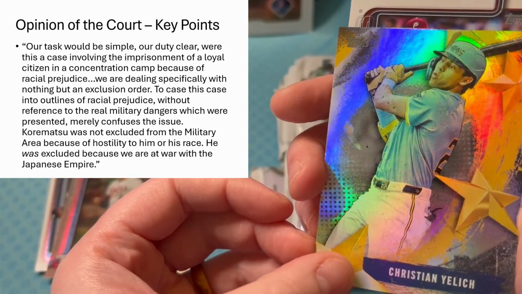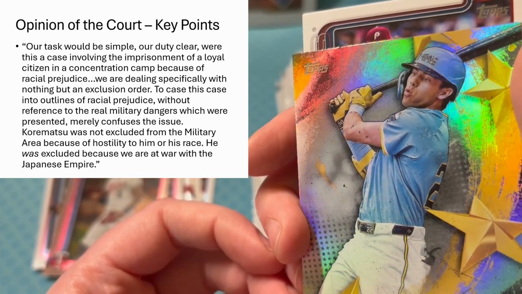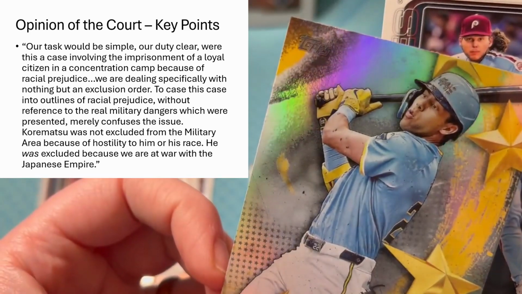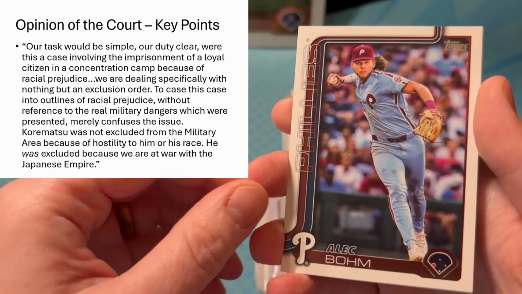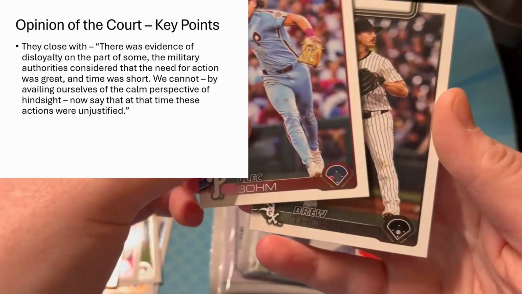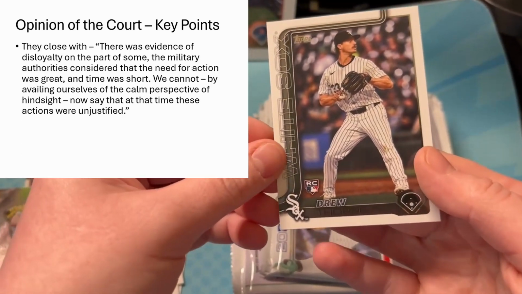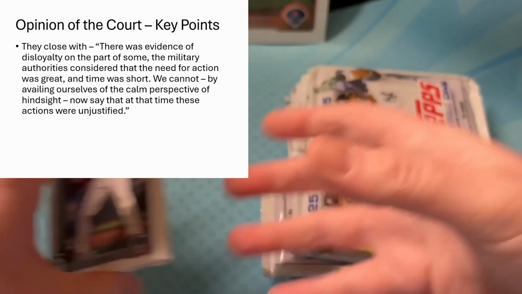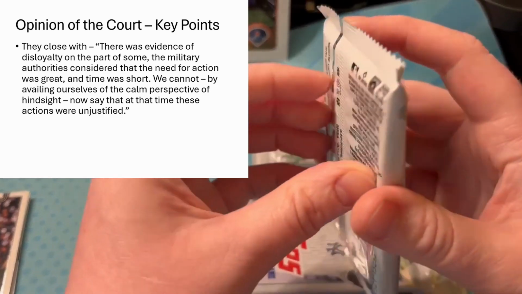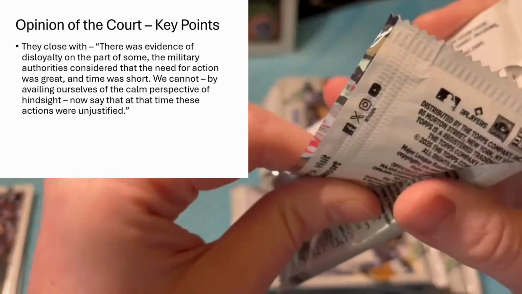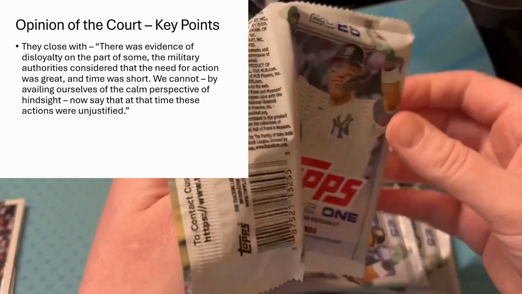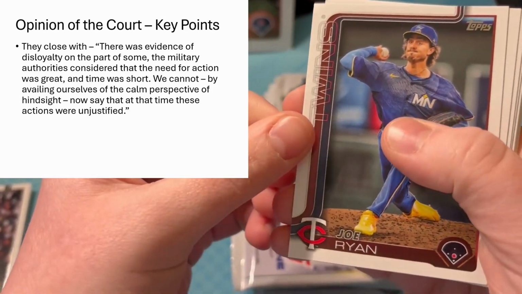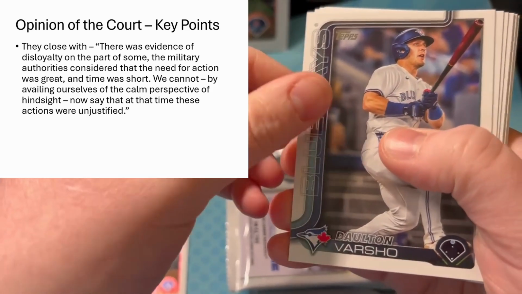"Korematsu was not excluded from the military area because of hostility towards him or his race. He was excluded because we are at war with the Japanese Empire." And then they close: "There was evidence of disloyalty on the part of some. The military authorities considered that the need for action was great and time was short. We cannot, by availing ourselves of the calm perspective of hindsight, now say that at the time these actions were unjustified."